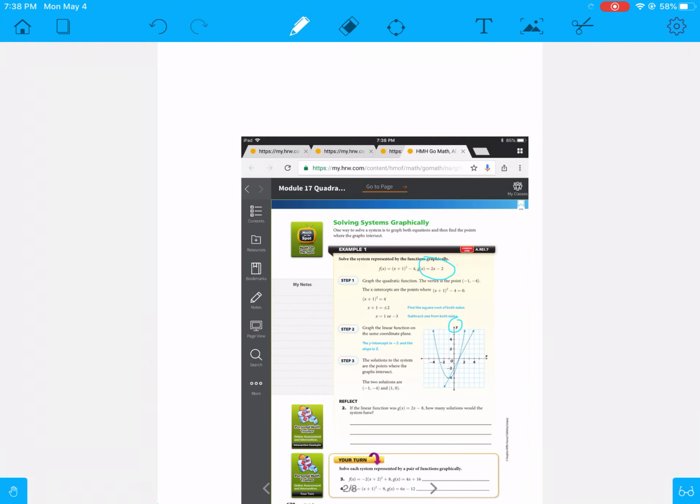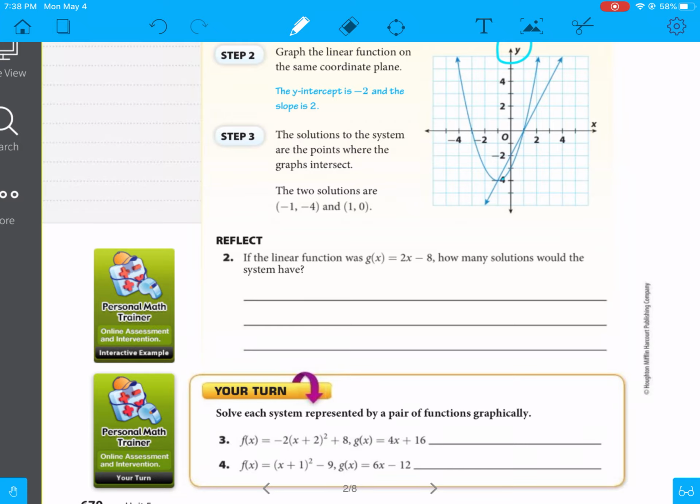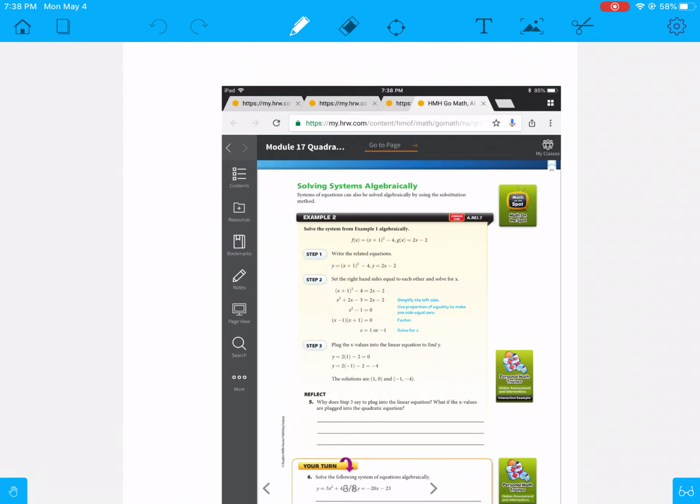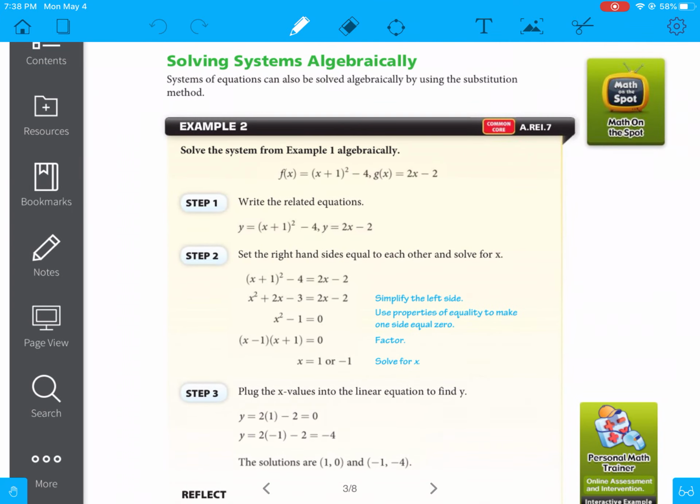Now, the next way that we have to solve this is algebraically. So this is another way that you can do this. Systems can also be solved algebraically using the substitution method. There's a few steps here. Your first step is to take your f of x and your g of x and substitute them in for y. So that's going to be a y, that's going to be a y. So it just says rewrite the related equations: y equals (x plus 1) squared minus 4, and y equals 2x minus 2.